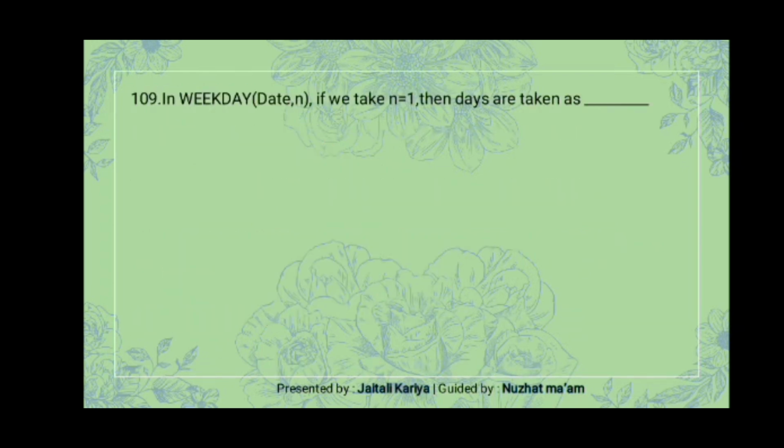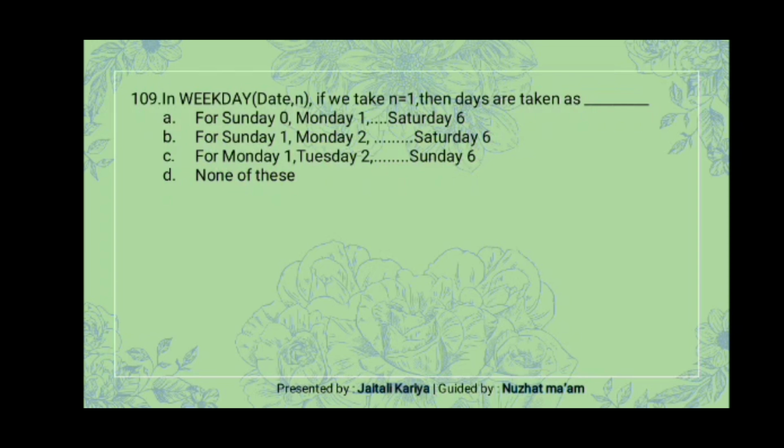109. In weekday date n, if we take n equals to 1, then days are taken as dash. A for Sunday 0, Monday 1 and so on up to Saturday 6. B Sunday 1, Monday 2 and so on up to Saturday 6. C for Monday 1, Tuesday 2 and so on up to Sunday 6. And D, none of this. The correct answer is A.